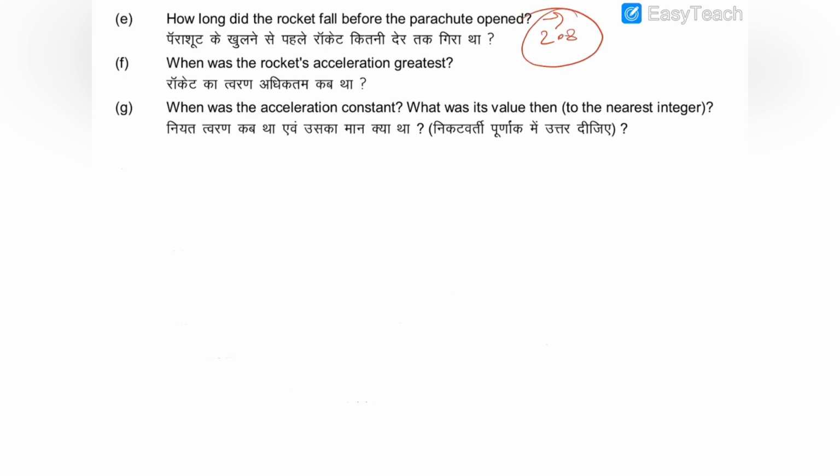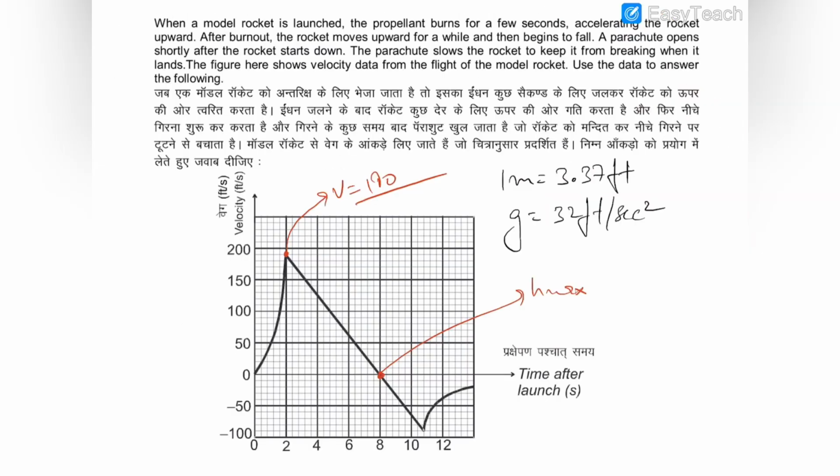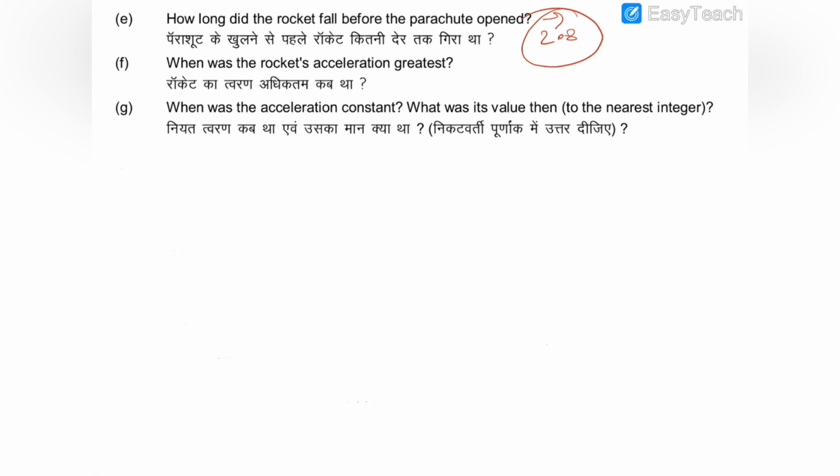Now, when was the rocket's acceleration greatest? The acceleration of the rocket is obviously the slope of the v-t graph, and the slope of this graph is highest at this position, you can see, because the graph is almost vertical. So at 2 seconds acceleration was greatest. So the correct answer of F is 2 seconds.